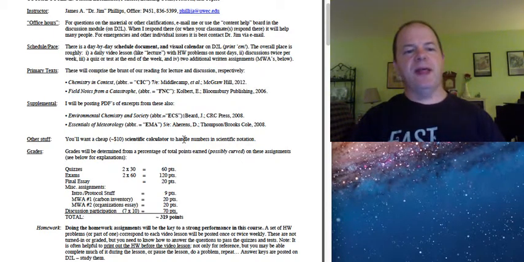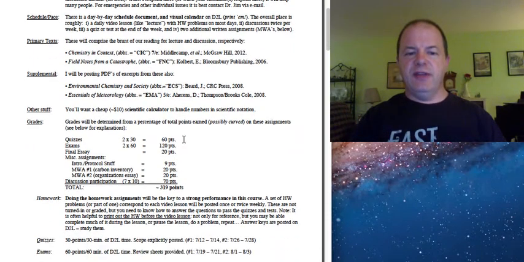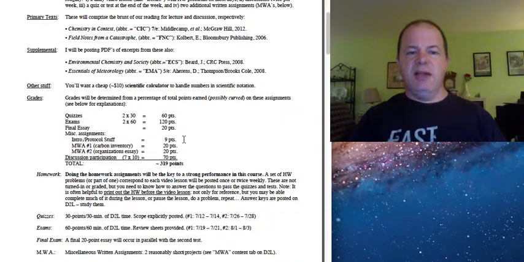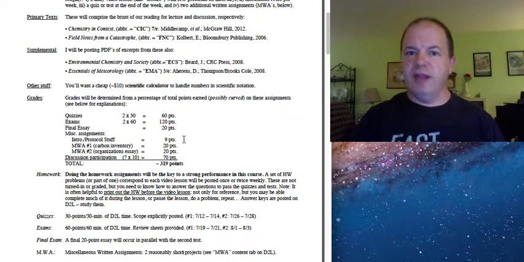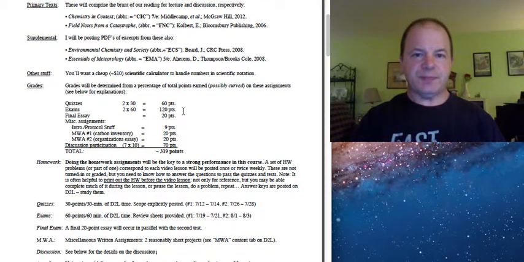meteorology book. You'll also want a cheap scientific calculator. It doesn't need to be anything fancy, it doesn't need to be a $100 TI-80, but it needs to handle numbers and scientific notation because we work with big numbers and small numbers.